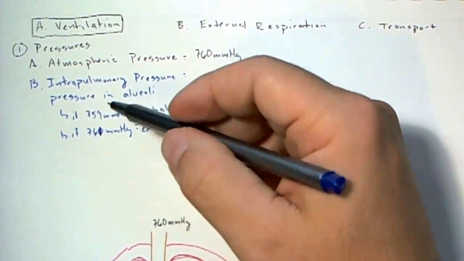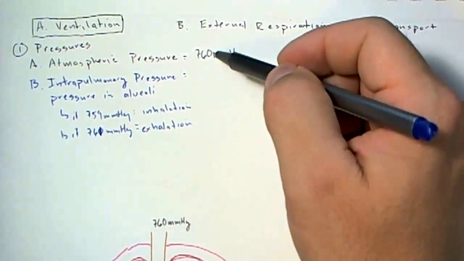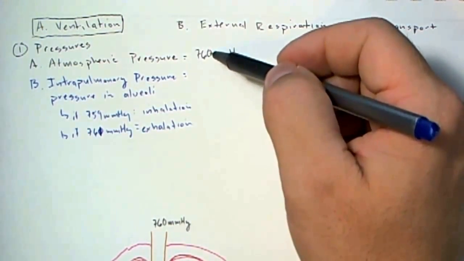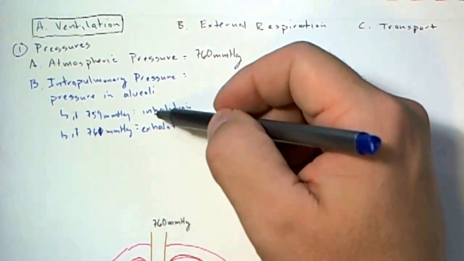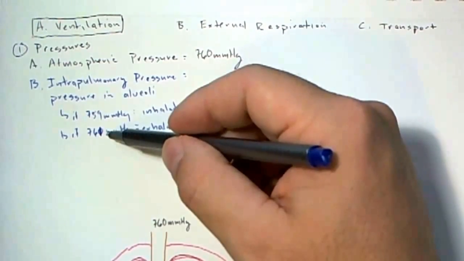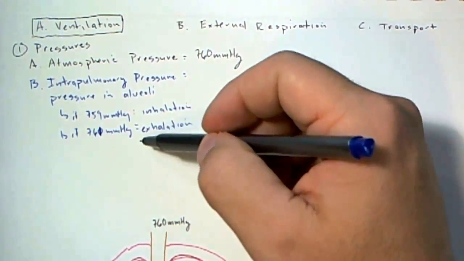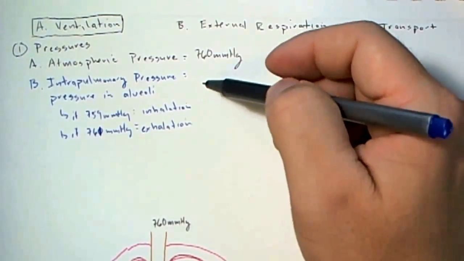Let me say that again since I got a little mixed up. If the pressure in the alveolus is 759, then the pressure in the atmosphere is greater, so air will flow from the atmosphere in, and that will cause inhalation. If, on the other hand, we can get the pressure in the alveoli up to 761, then the pressure in the alveolus is higher than atmosphere, and that will cause air to flow out, and that will cause exhalation.